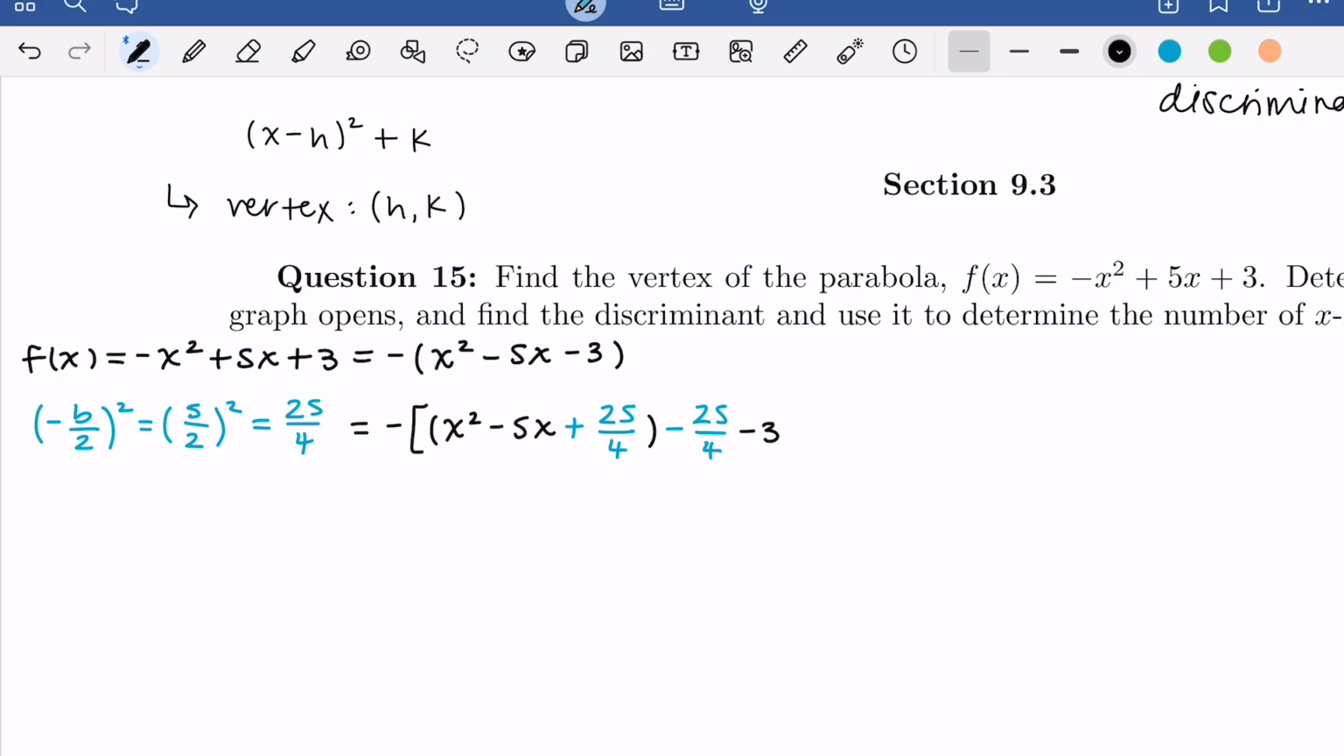Alright, so we still have this minus 3 here, and then something to note, what we've seen with completing the square in section 8.1 is that this quantity here on the outside usually would just be on the left-hand side of our equation. But again, we want to keep this f of x by itself.